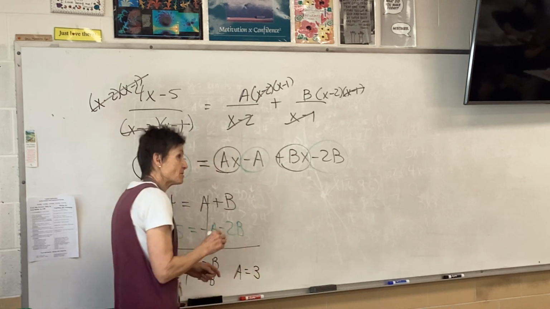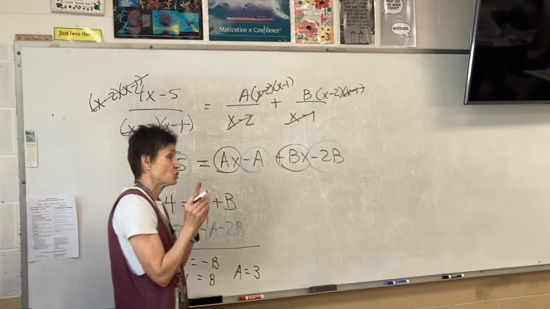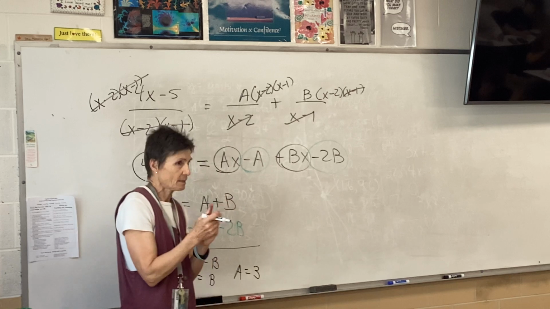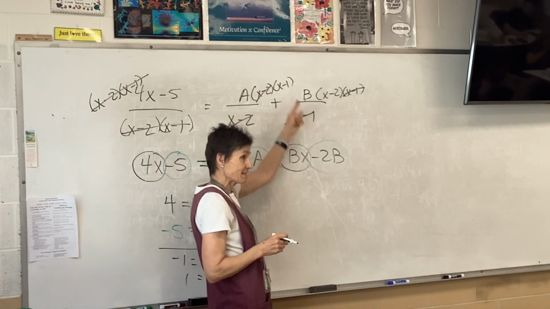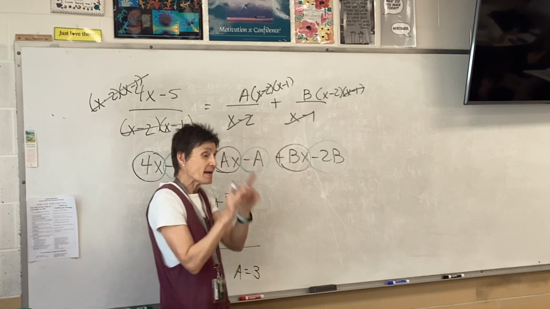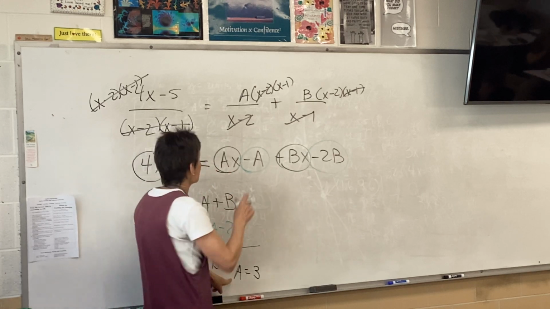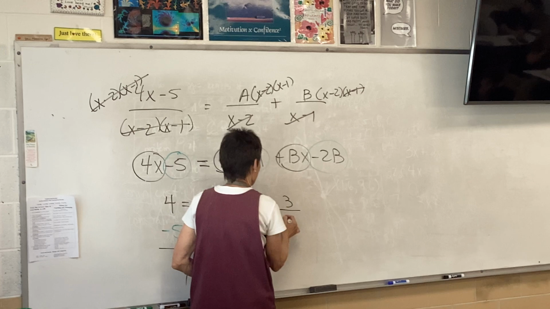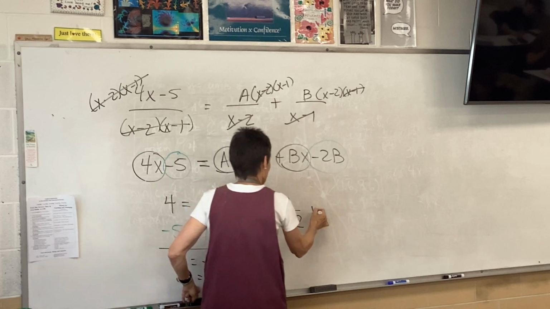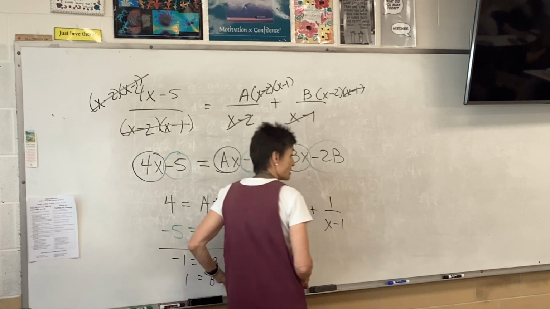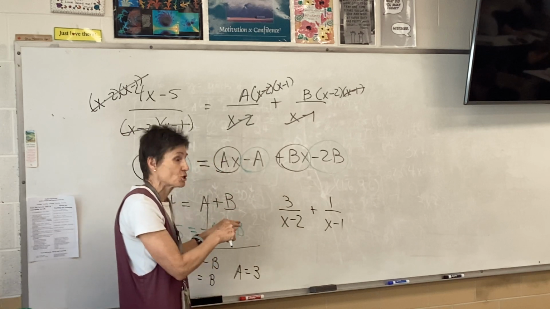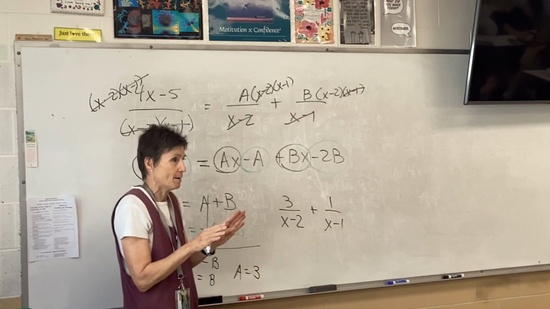Now, the answers are not A and B, because your A and B will be different than my A and B if you have these things turned around. The answers are the fractions. So for me, my fractions will be 3 over x minus 2 and 1 over x minus 1. And that will be your fractions no matter how you set the problem up.